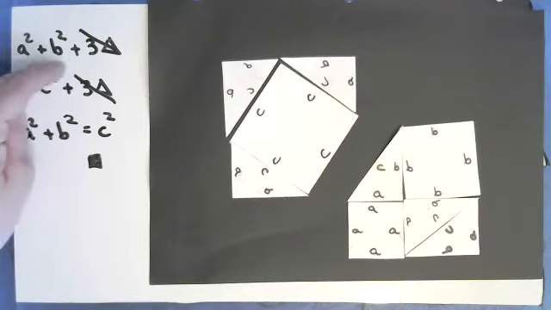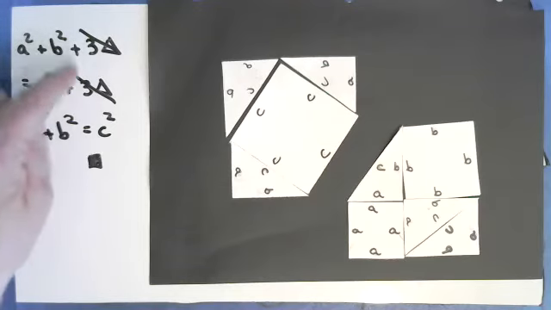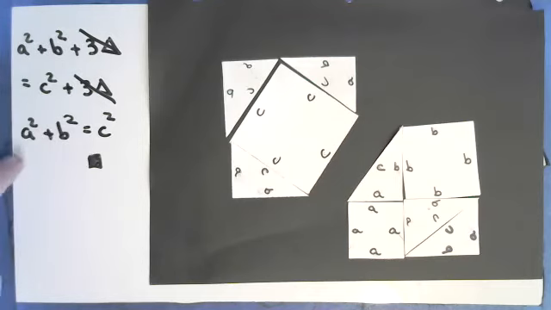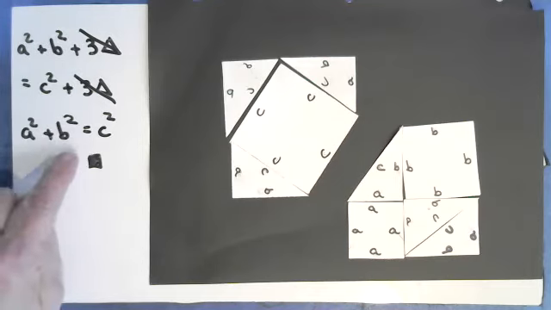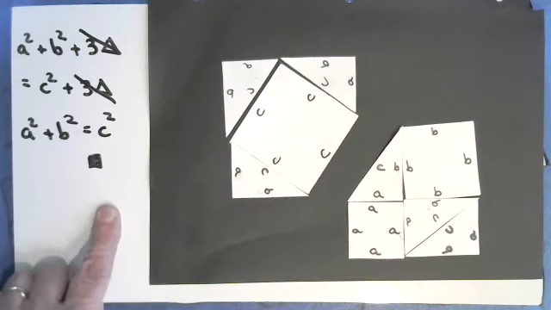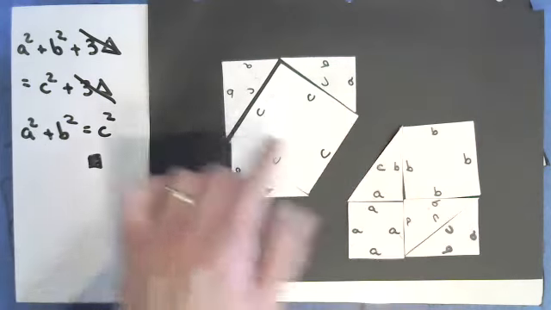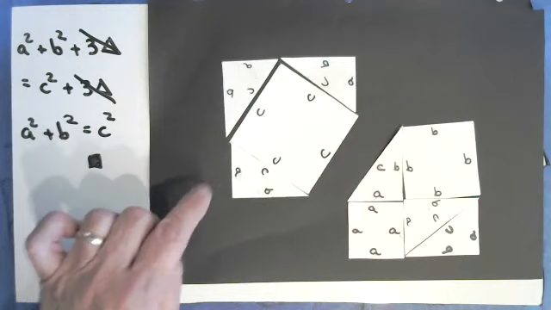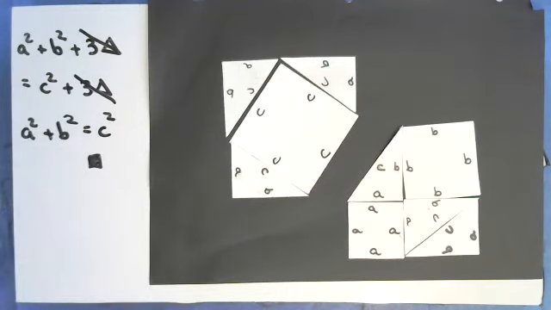A squared plus B squared plus 3 triangles is equal to C squared plus 3 triangles. You'd cross those out, and your conclusion is A squared plus B squared equals C squared. You would draw it, you would label the sides, you would write this, and we're all good.